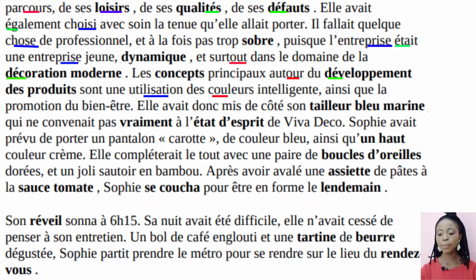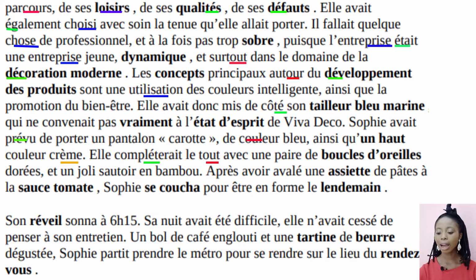Elle avait donc mis de côté son tailleur bleu marine qui ne convenait pas vraiment à l'état d'esprit de Vivre Déco. Sophie avait prévu, don't forget our E accent aigu, de porter un pantalon carotte de couleur, can we see our U sound, and don't forget our C without a CD. Here's the sound K, that's why we have couleur, couleur bleue, de couleur bleue, ainsi que au couleur crème. Elle complète, can we see our E, E accent aigu, we have elle compléterait le tout. Okay, our U sound is there as well.